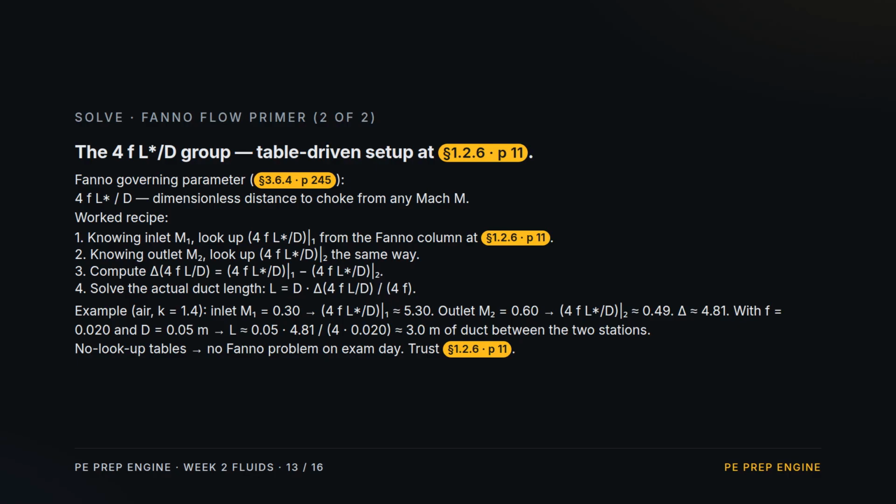Table it, look it up at the inlet Mach and at the outlet Mach. The difference equals 4f times the actual length over D, so rearrange for length. For air with f around 0.02 and a 5 cm pipe, inlet Mach 0.3 to outlet 0.6 takes about 3 meters of duct.